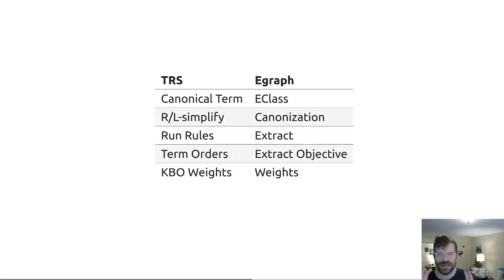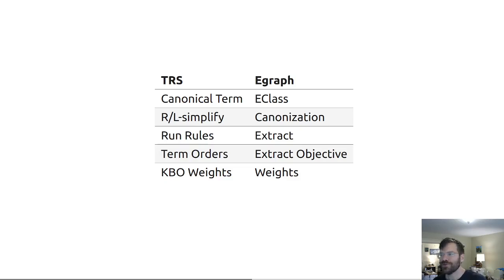And here is sort of the codebook of translating between the two worlds. We can associate the canonical term of a term rewrite system, a completed terminating confluent ground rewrite system, so you'd rewrite, and you'll eventually get to a canonical term of that, with the E class. Think of them as sort of the same thing. The R and L simplify rules, again, signify canonization of the EGraph. Running the rules, now this is more interesting, corresponds to extraction, the typical, most basic form of extraction from an EGraph. An EGraph in simplification solving mode, you want to extract a good term out of the EGraph once you're sick of doing rewriting.